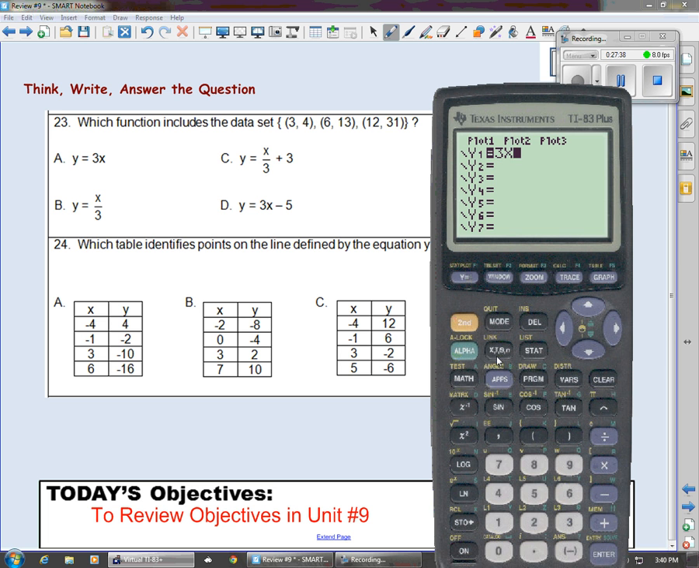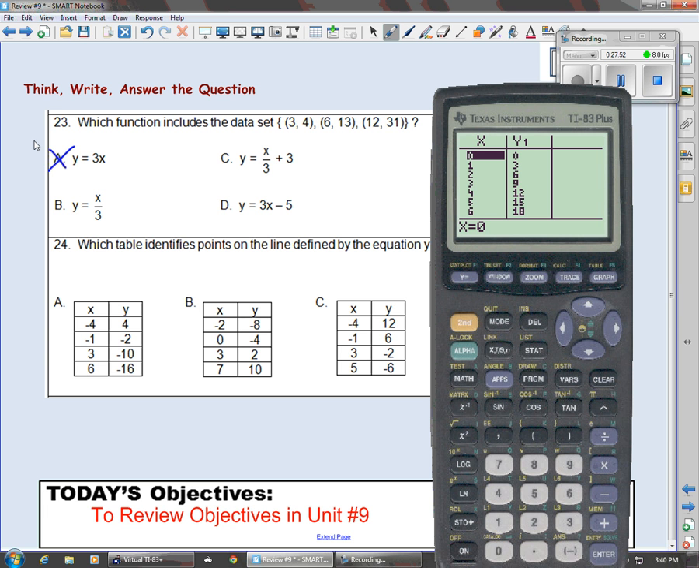So 3x. Second, and graph. That will give you a table. Go see what pairs up with 3. 3 is paired up with 9, so it can't be answer choice A. Go to answer choice B.